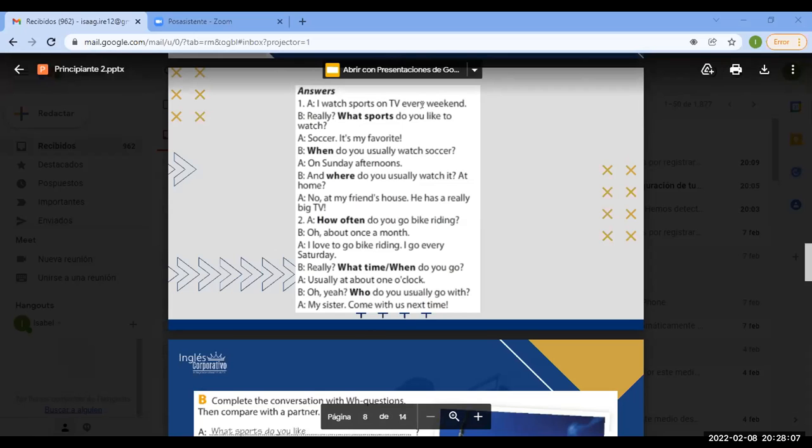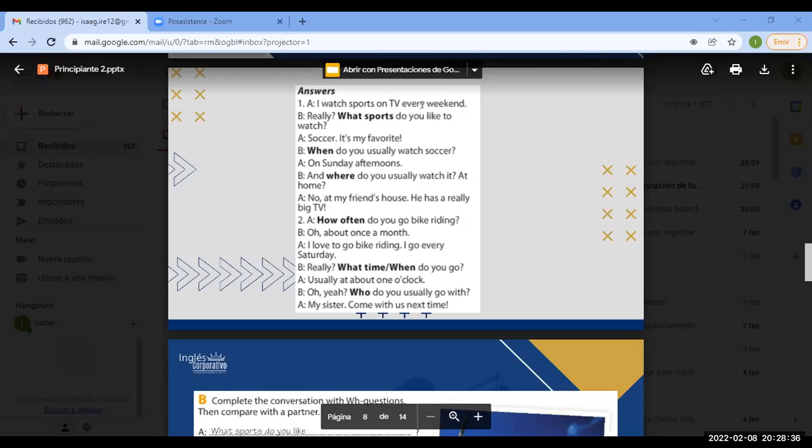I watch sports on TV every weekend. Really? What sport do you like to watch? Soccer. It's my favorite. When do you usually watch soccer? On Sunday afternoon. And where do you usually watch it? At home? No, at my friend's house. He has a really big TV.